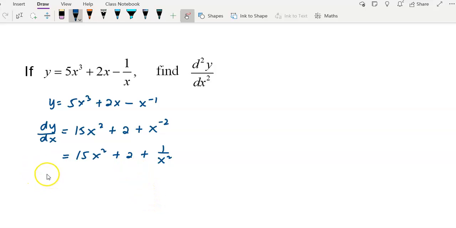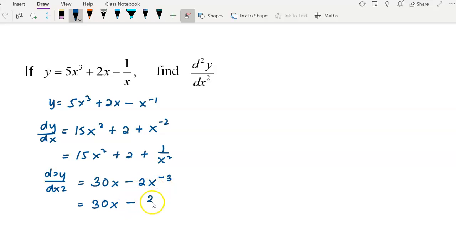Now if you want to find the second derivative, you write the second derivative as d2y dx2. Differentiate this dy dx again, you will have your 30x. Differentiate a constant, of course you get 0. And differentiate the x to the power of negative 2, you get negative 2x, and then the power negative 2 minus 1, you get negative 3. Simplify it, you get 30x minus 2 over x cubed. This is your answer as d2y dx2.